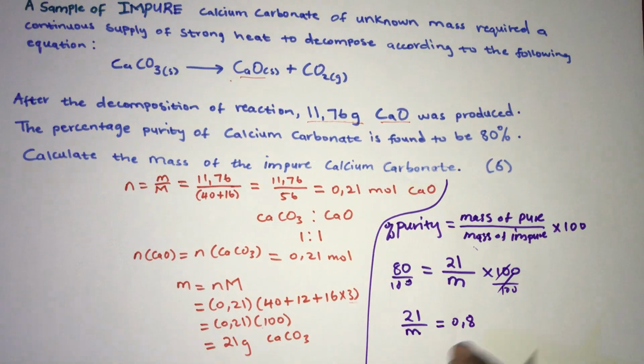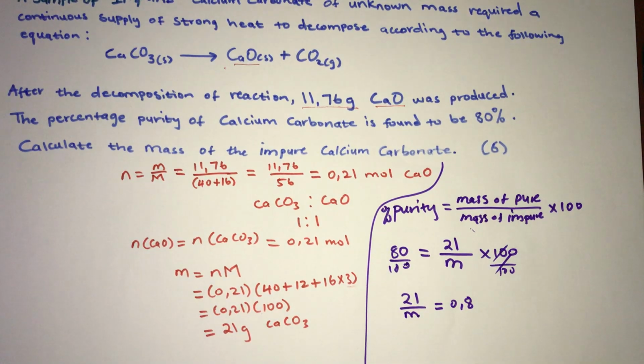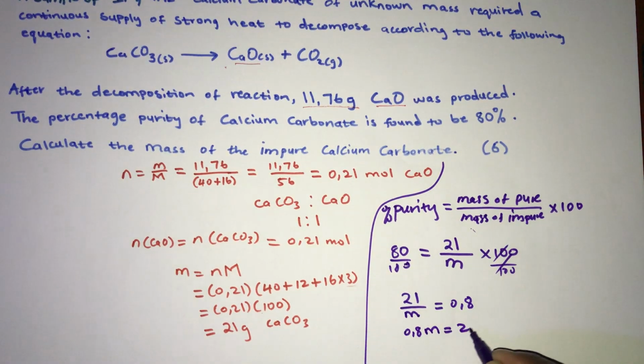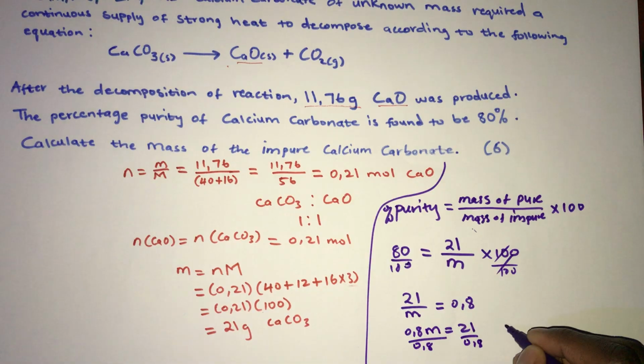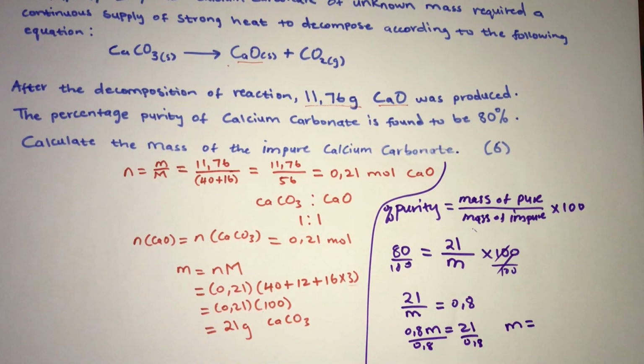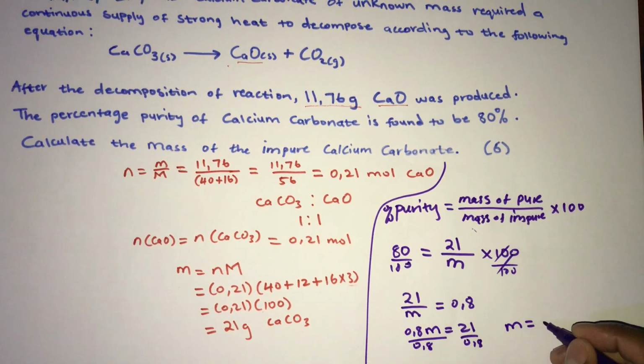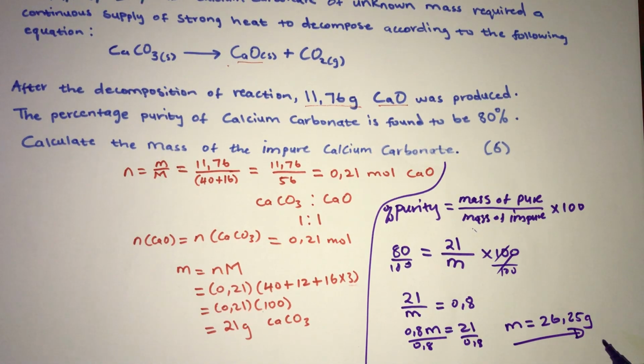Now let's cross multiply. We're going to have 0.8 times the mass is equal to 21. Then we divide both sides by 0.8. So the mass is equal to 21 divided by 0.8, which is going to give us 26.25 grams. So this is the mass of the impure sample that we're looking for.